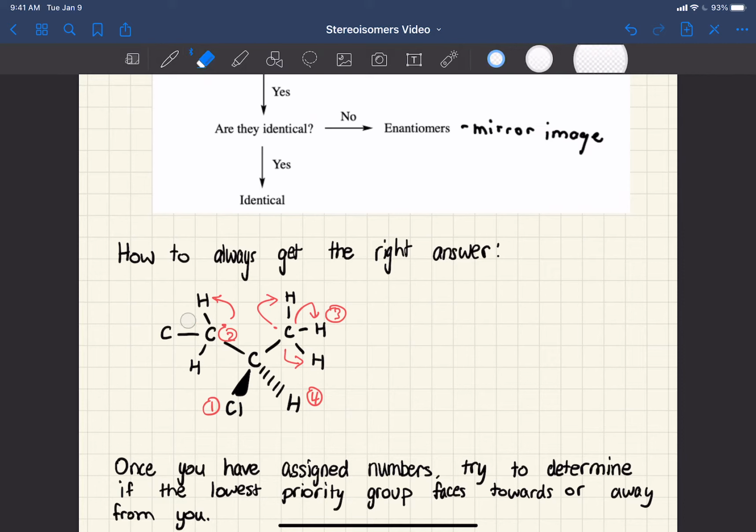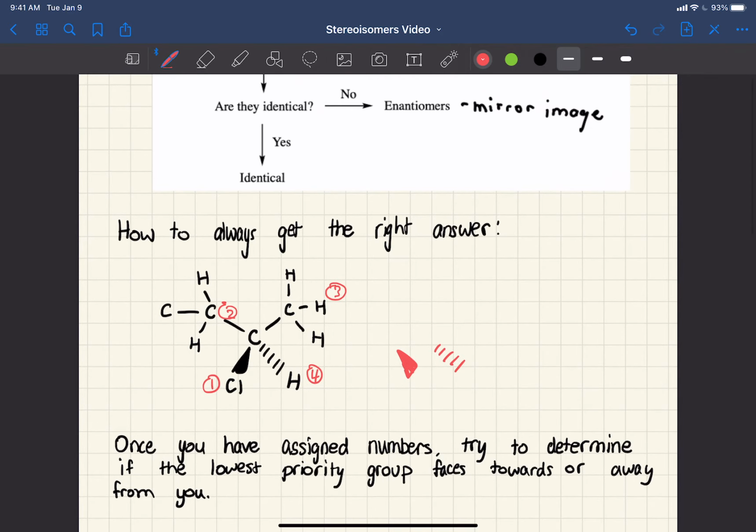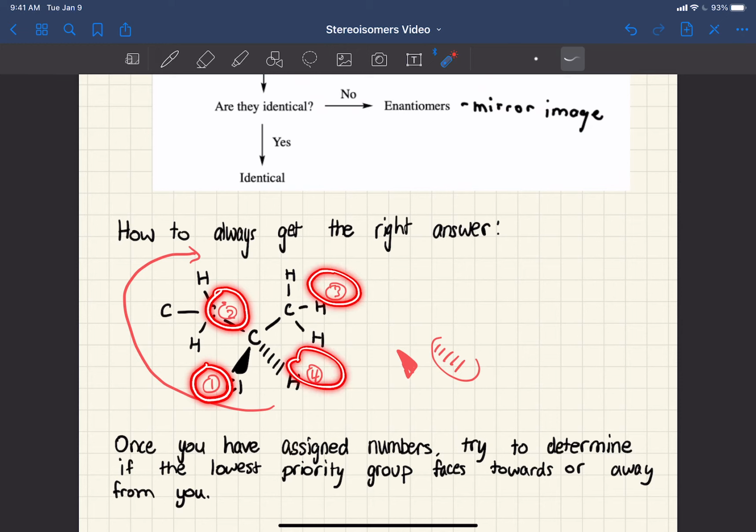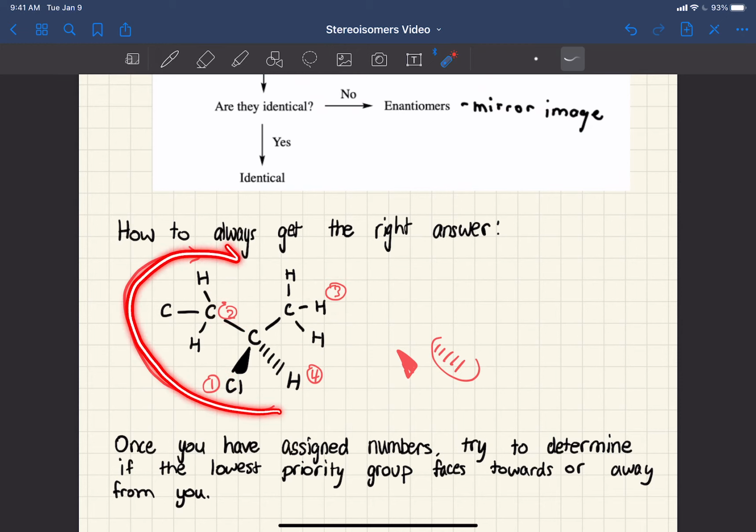Once you've determined what your priority is, the next thing you want to do is look at whether your least prioritized atom in the molecule faces towards you, meaning it's a wedge, or faces away from you, meaning it's a dash. If it's facing away from you, the dash, we can very easily draw a little circle like this, because we see it goes from, let me switch to the laser, 1, 2, 3, then 4. So we get a nice clockwise circle like that.